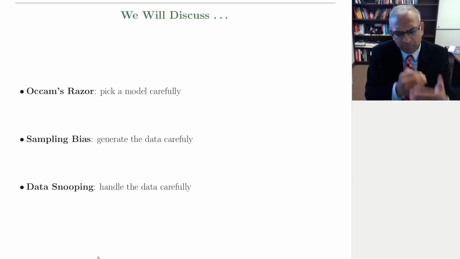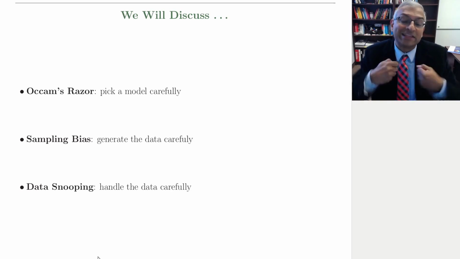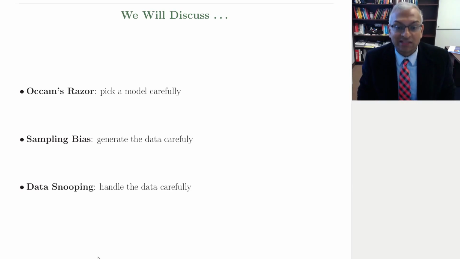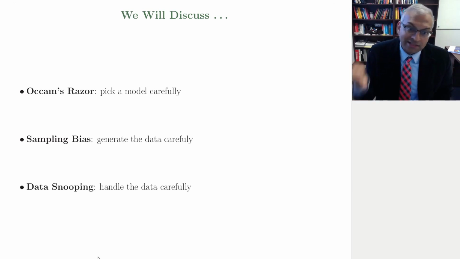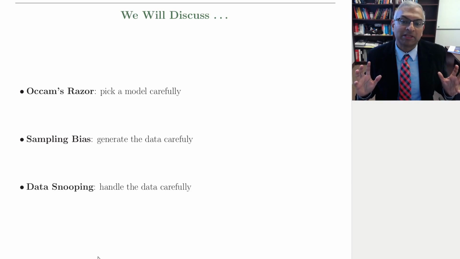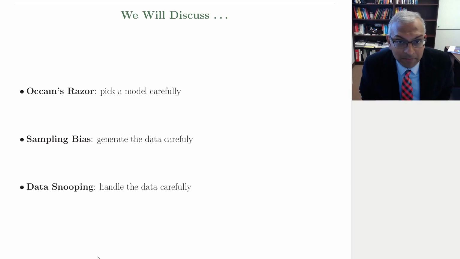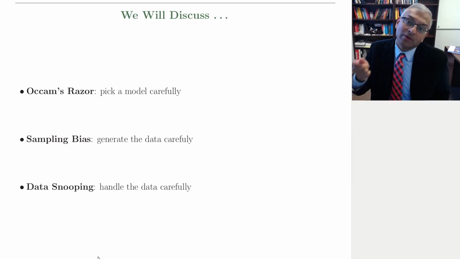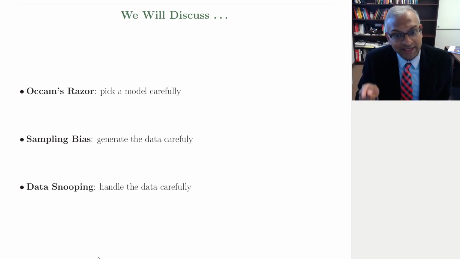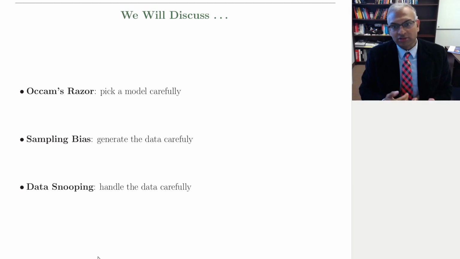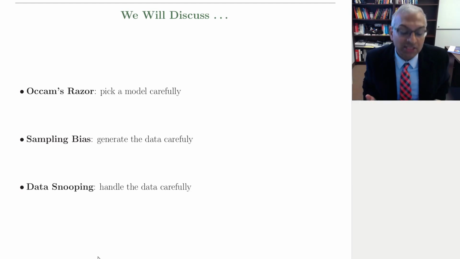After you've picked your model, and before you see the data, you need to go and get the data. How do you get the data? You have to get your data carefully. Sampling bias is one of the pitfalls that many machine learning applications fall into, so we'll address sampling bias. Then, after you've gotten your data, you need to use your data. You need to handle your data carefully. Again, one of the pitfalls that many applications of machine learning fall into is data snooping. So we'll discuss Occam's Razor, sampling bias, and data snooping.